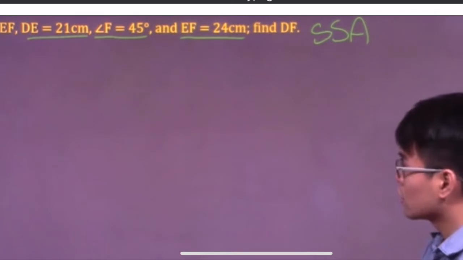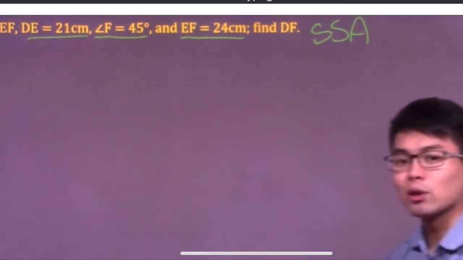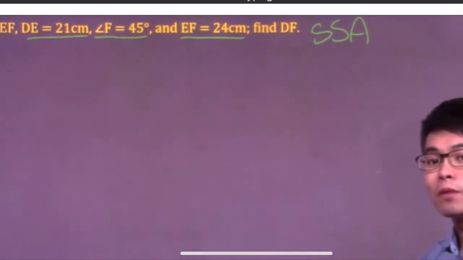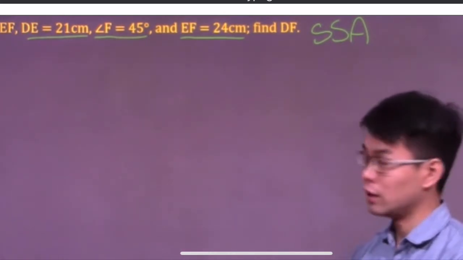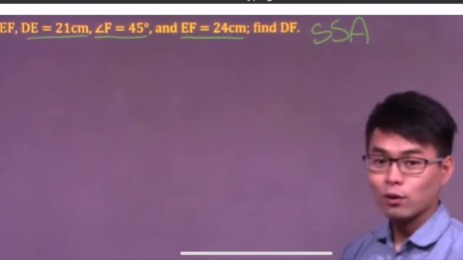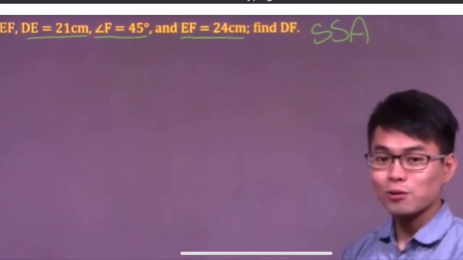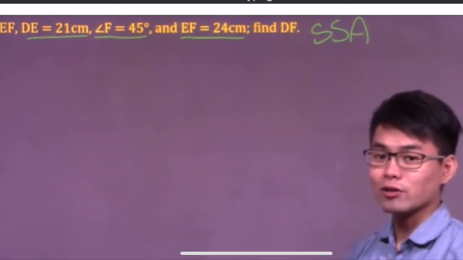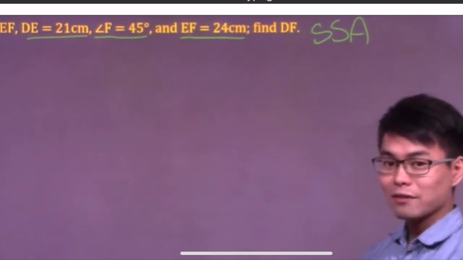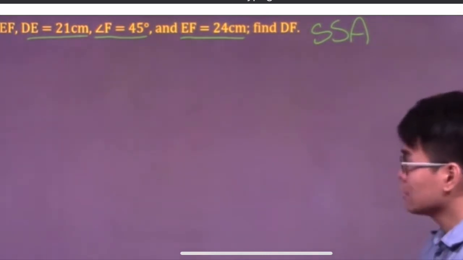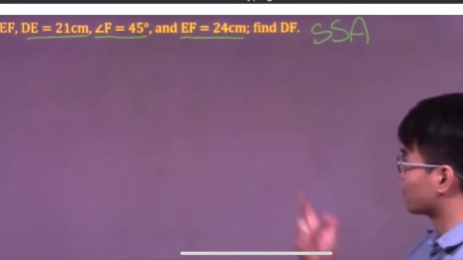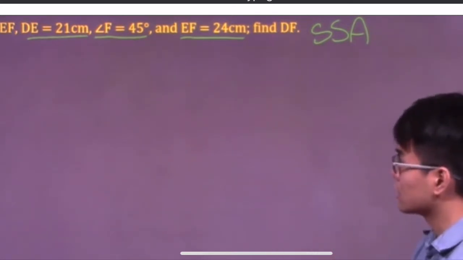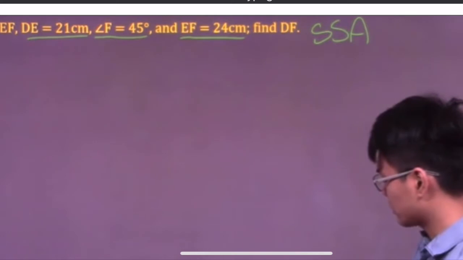So what's so special about this ambiguous case? Depending on the information given to us in the question, we might have one triangle, or two triangles, or even no triangles at all. And how is that even possible? Let's talk about the concepts first before diving into this question.